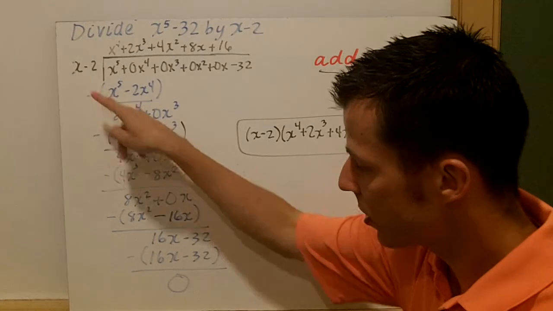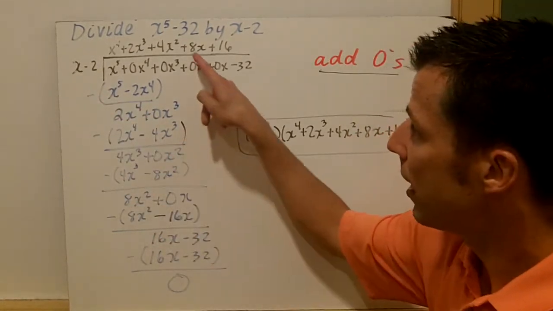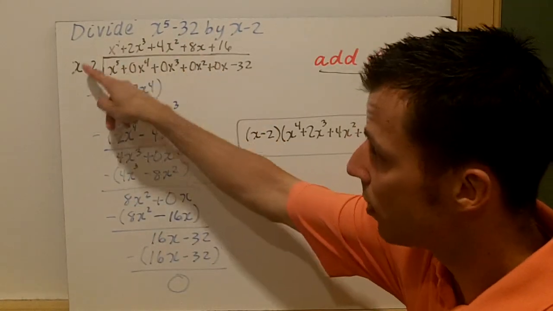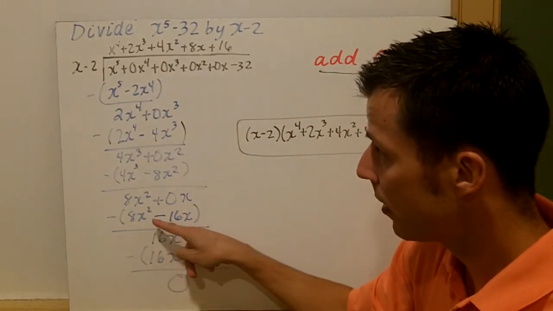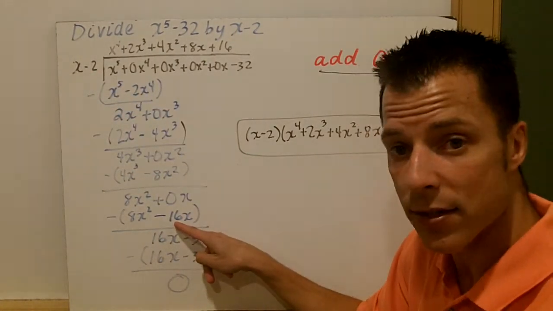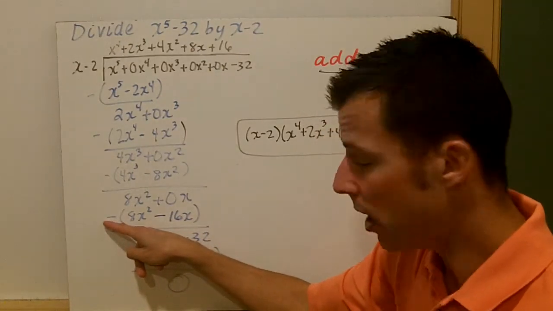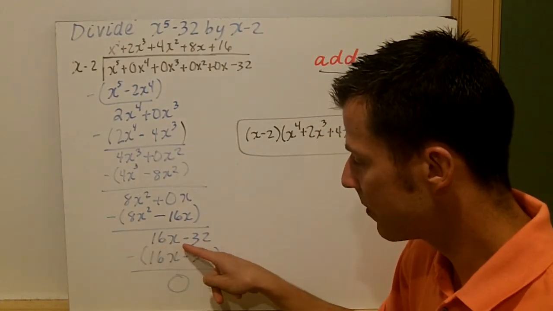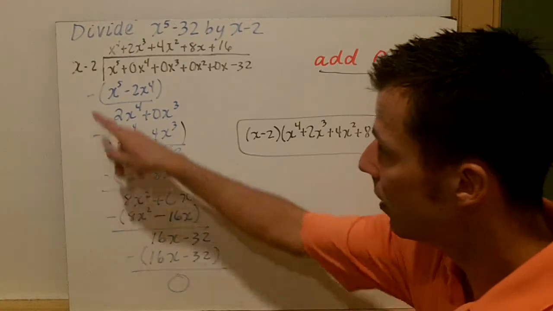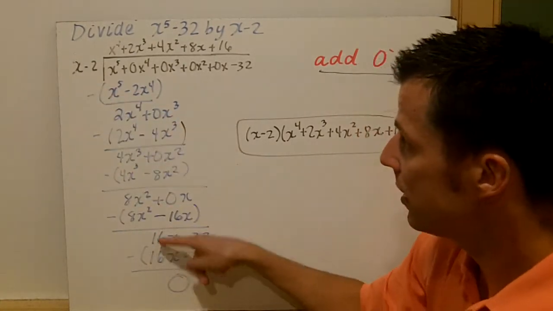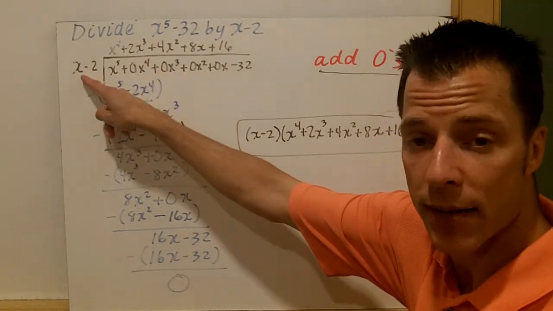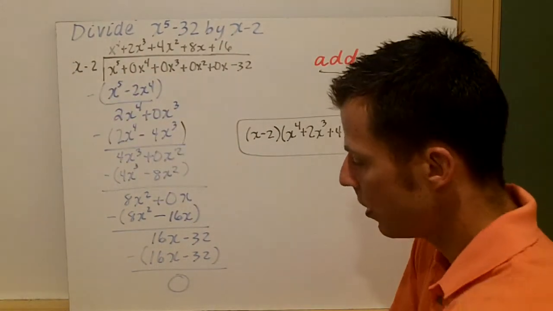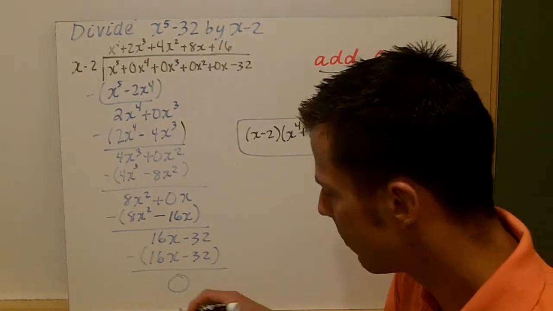Okay? X goes into 8x squared, 8x times, and multiply 8x to both these terms, and I get 8x squared minus 16x. Subtract those off, and I get 16x minus 32. Well, x goes into 16x 16 times, and now I multiply 16 times that binomial there, the x minus 2, and my remainder here is 0.